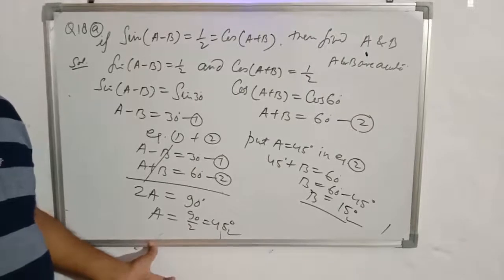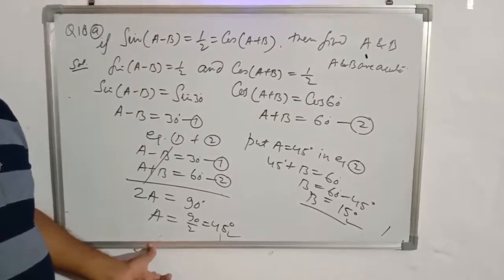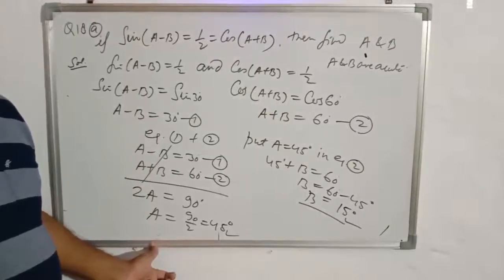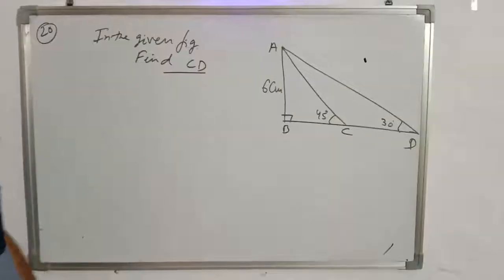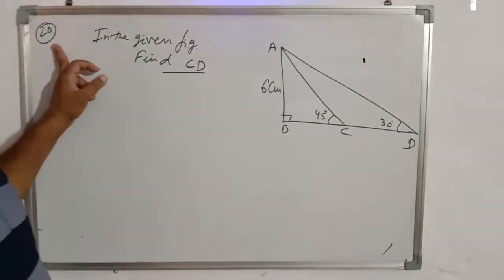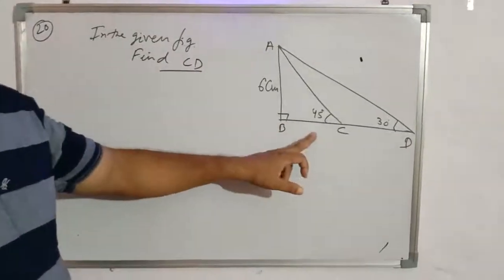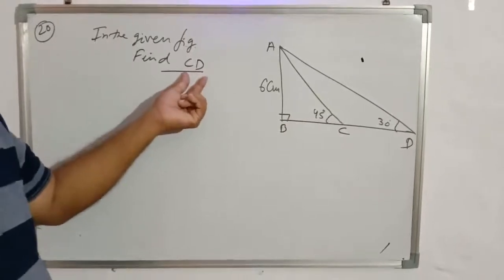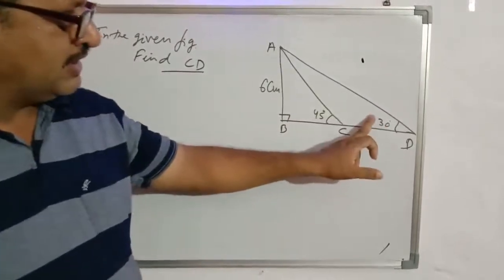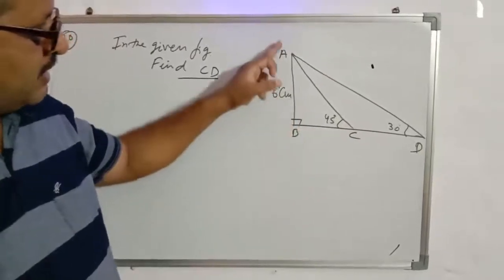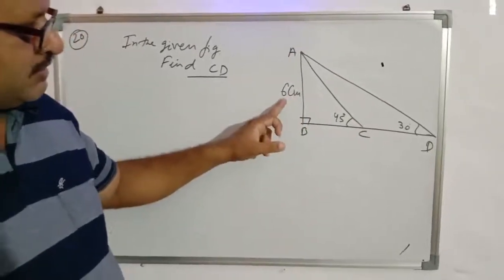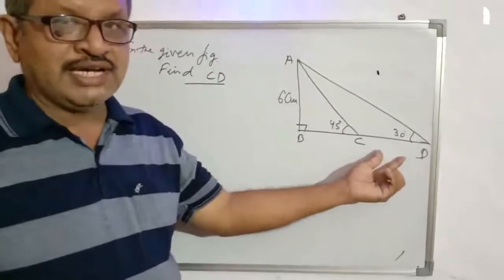I will take one more question, the last question from this exercise, and the remaining questions you will do yourself. Any doubt you can ask. So let us see the last question. See question number 20. In the given figure, we have to find the value of CD. Angle D is 30 degree, angle C is 45, angle B is 90 degree, a right angle. AB side is 6 centimeter. We have to find the side CD.